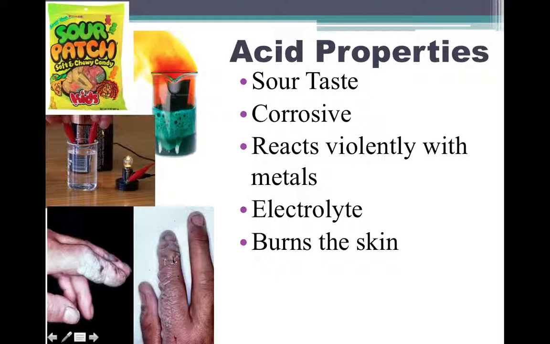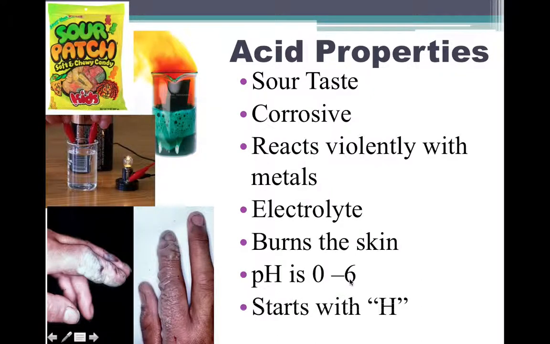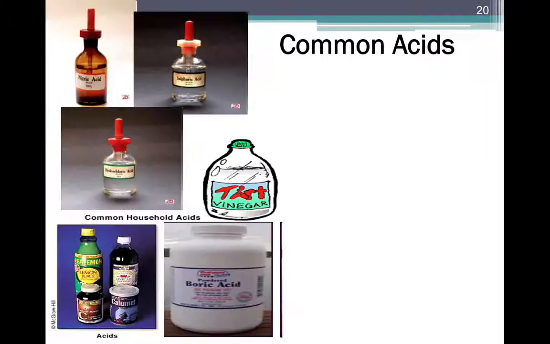They also can burn the skin. You can see right here, these are some severe burns. In fact, acid burns are a little bit more severe than what we'll see with the bases. The pH scale of acids is from 0 to 6. And all acids, the compounds start with an H.